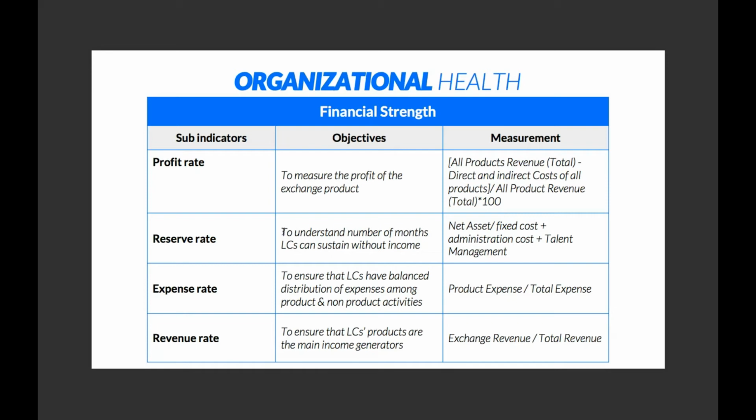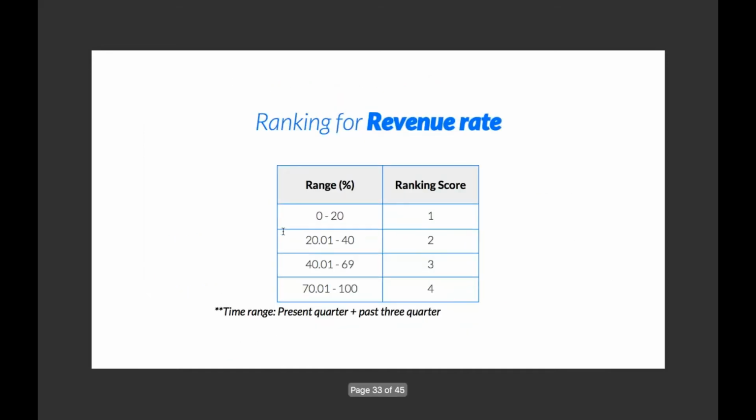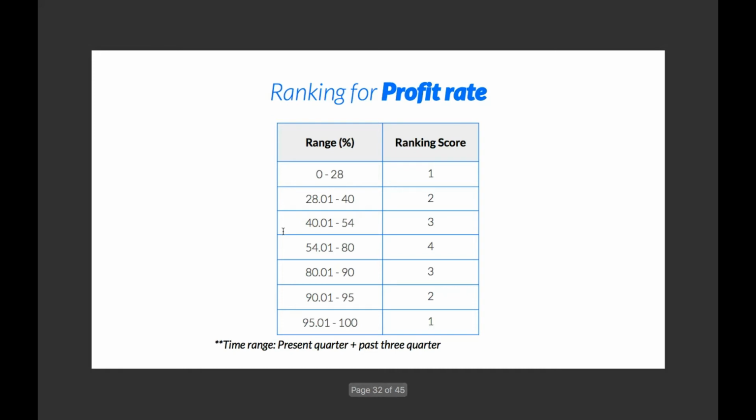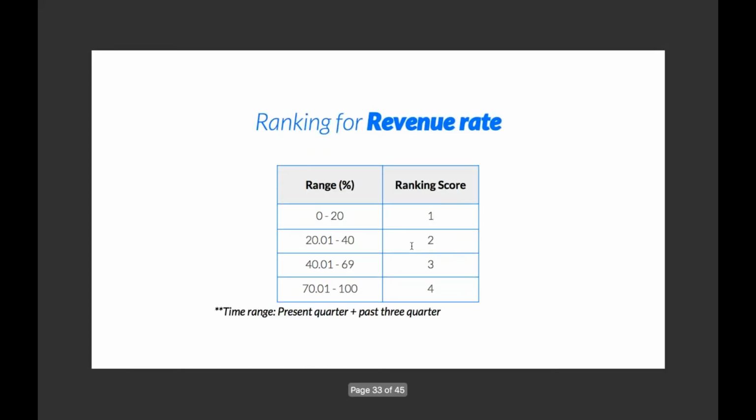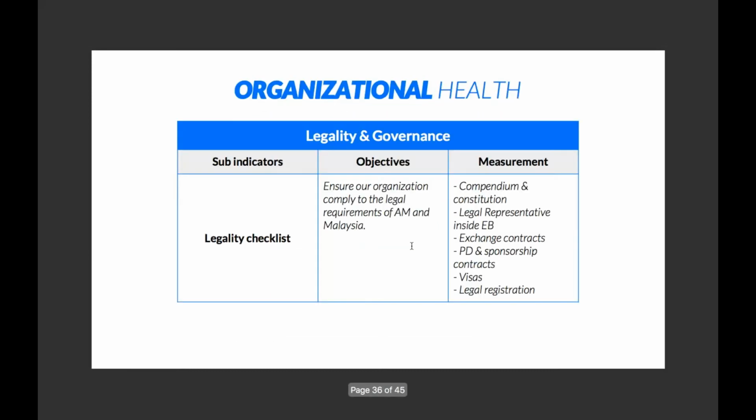And lastly is the revenue rate, which is to make sure that the LC product is the main income generator instead of other sources, for example conference fees. So these are the ranges. If you can see the highest range, like 100% profit rate from product, it doesn't mean good. So it's all about finding the balance in between. So these are the revenue rate, expense rate, and reserve rate.